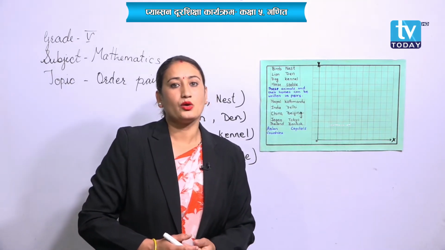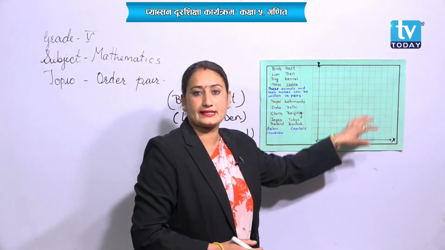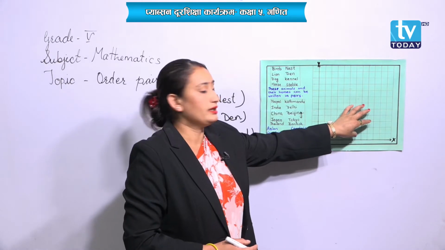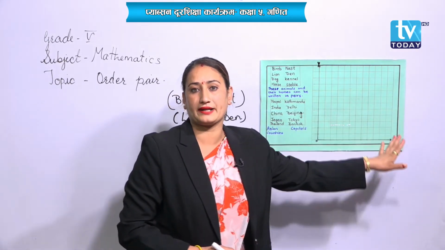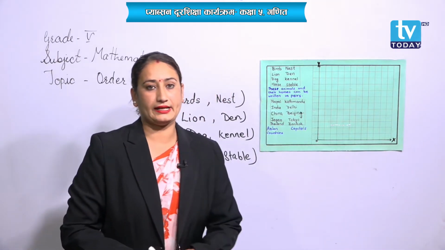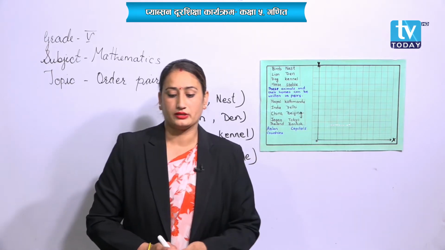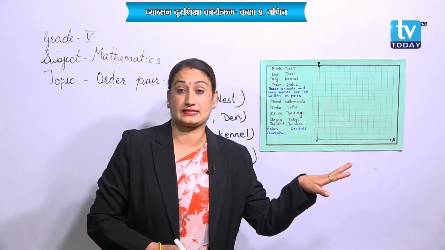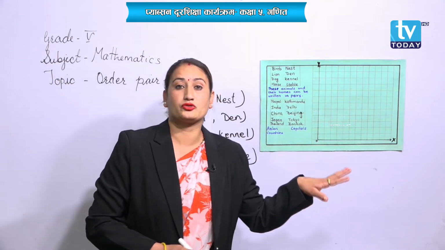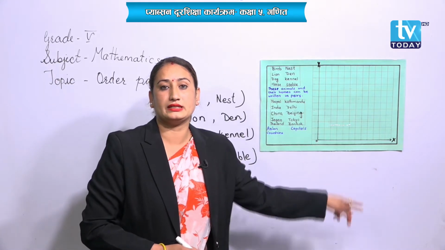X-axis and y-axis, and in this quadrant, the values are positive. This is the positive side. Okay, so students, we are going to learn about these things. After putting the x-axis and y-axis, we have to mark the line over here with the numbers.